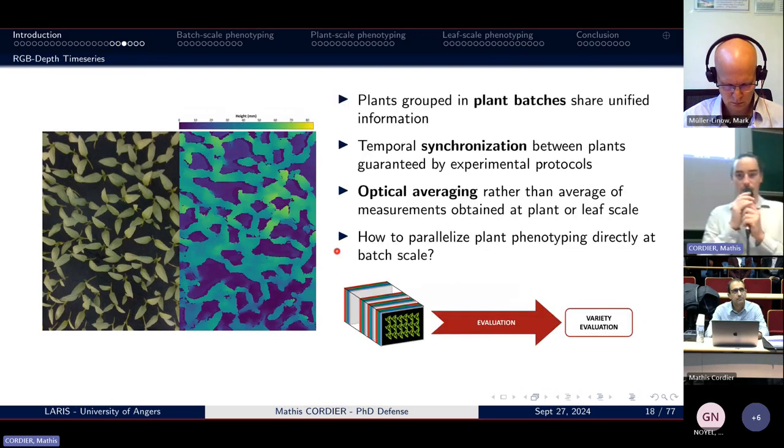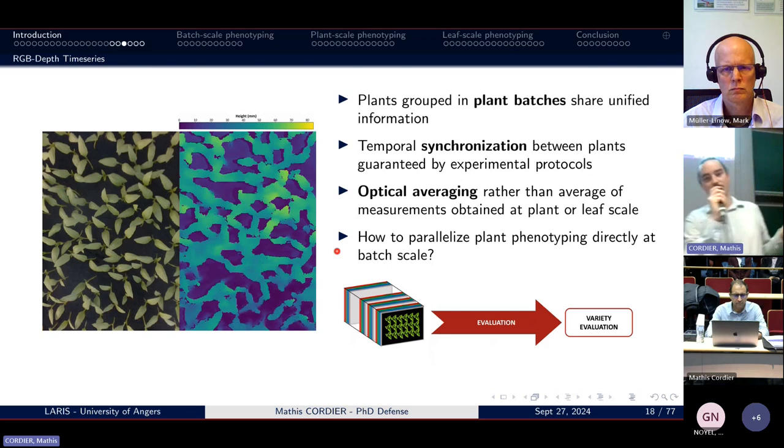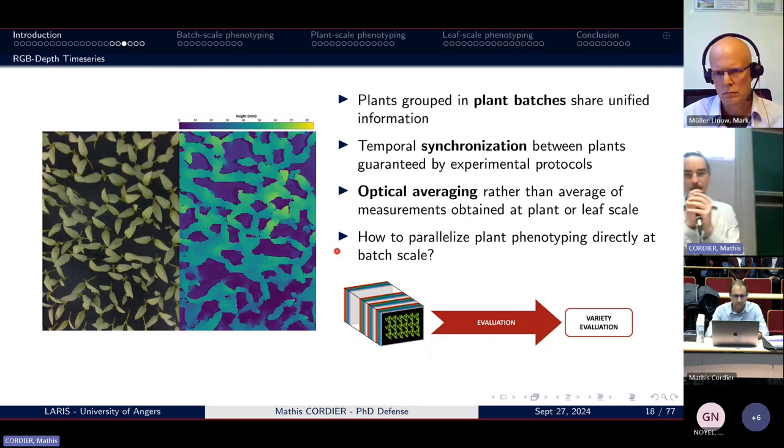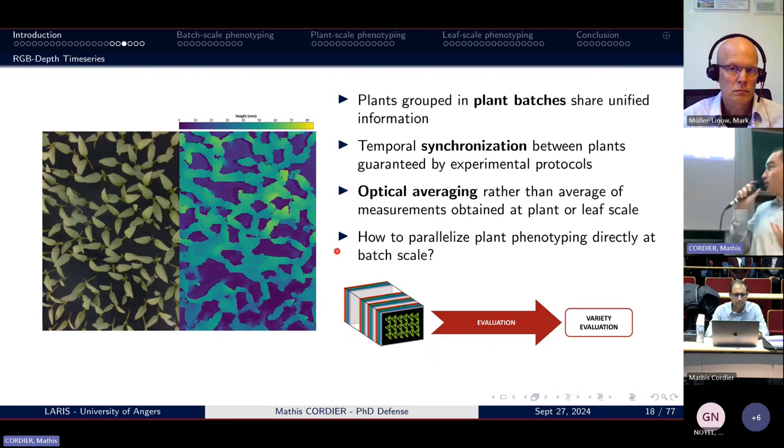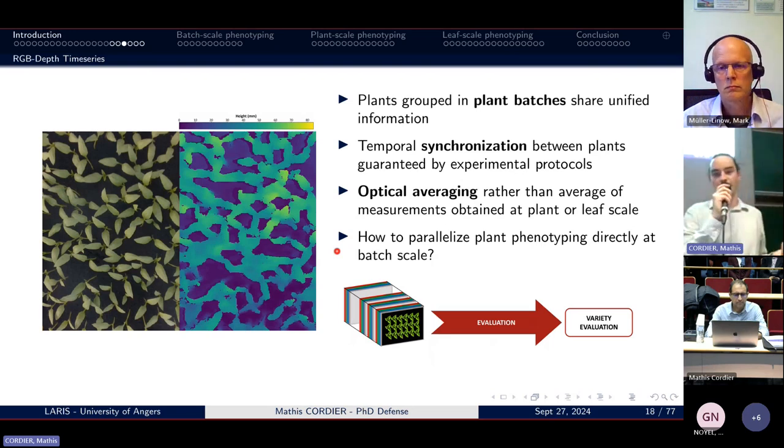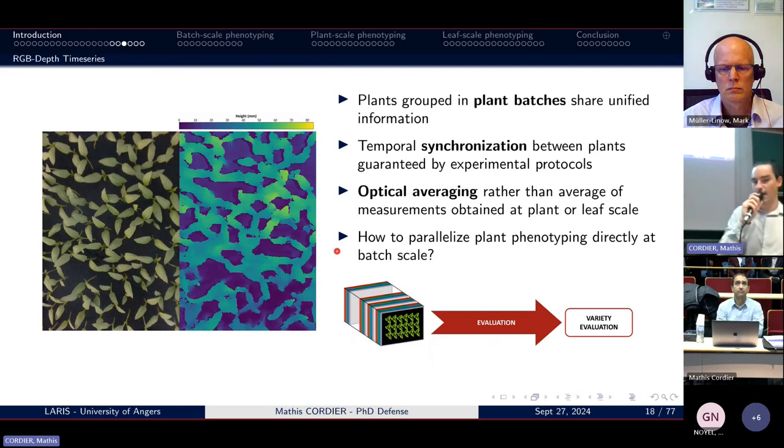So the first approach here is to consider that all the plants here are grouped in a plant batch, and all the plants here share unified information. In particular, this is guaranteed by the experimental protocol. We have a temporal synchronization between plants within plant batches. And here we have an approach considering that we can have an optical averaging rather than an average of measurements obtained at plant or leaf scale. So in this first section, we will ask the question of how to parallelize plant phenotyping directly at batch scale.